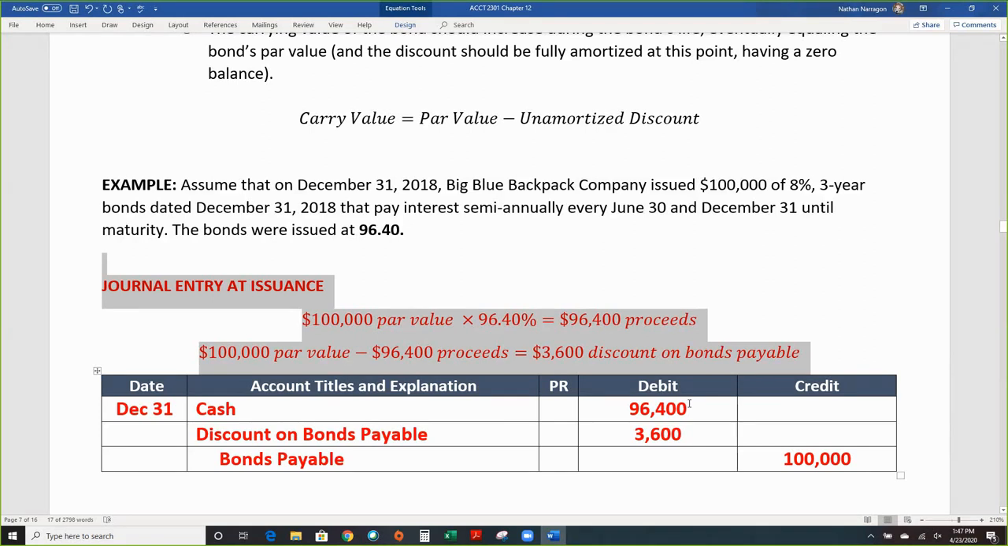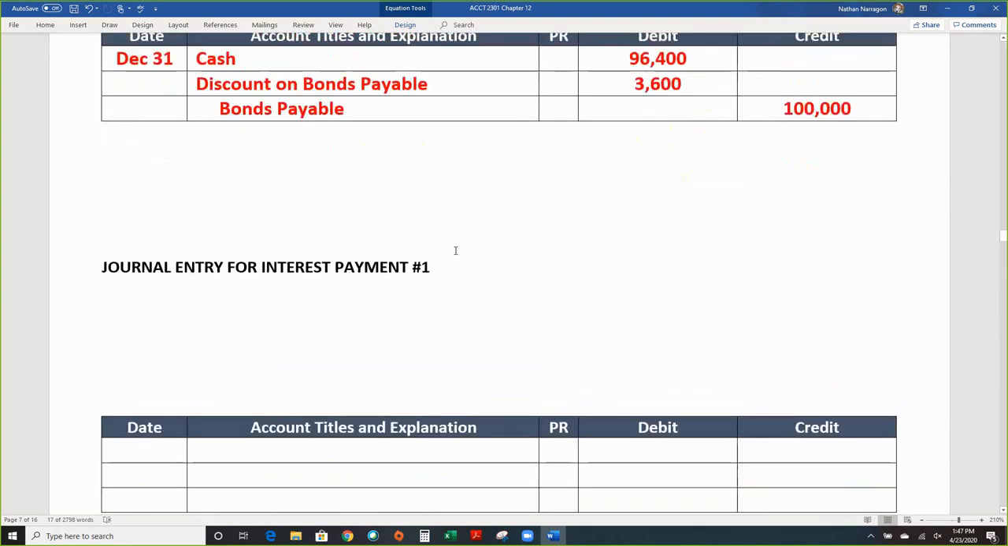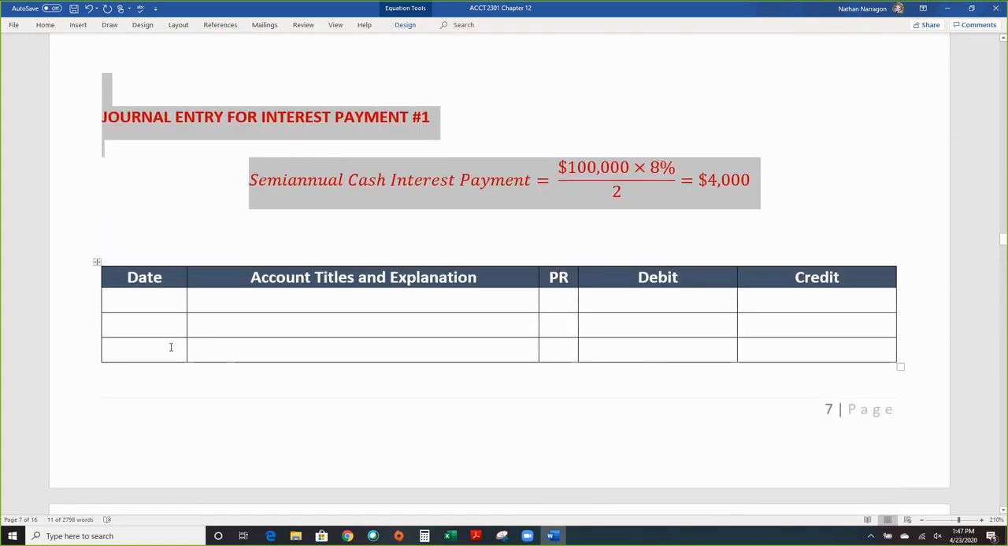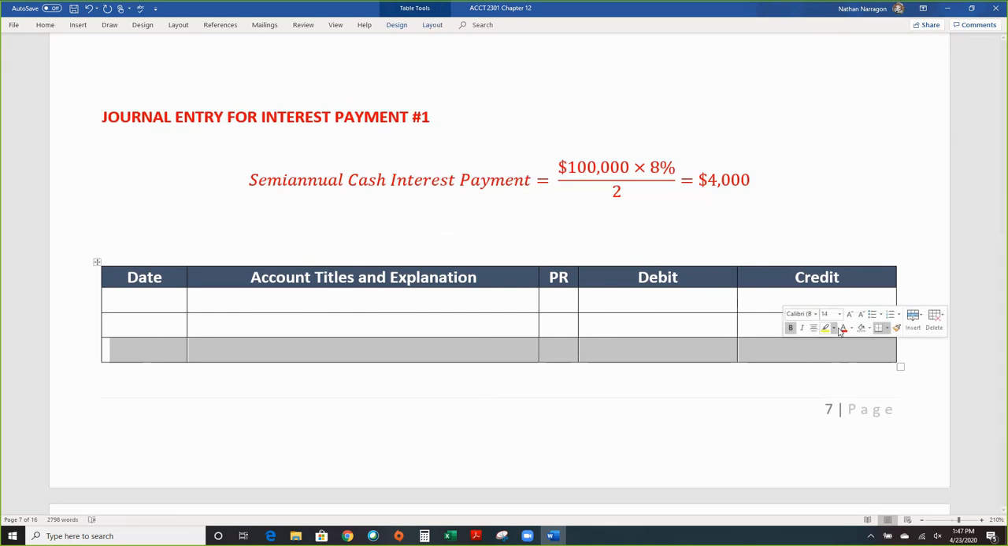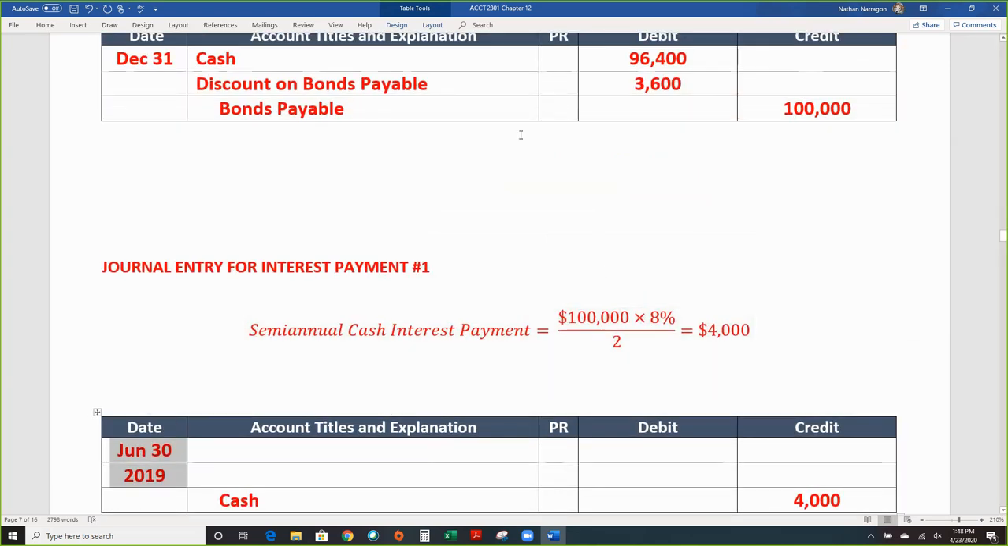So here's some formulas that are going to happen. We're going to have to amortize the discount on bonds payable. But don't forget, we still have to do the cash payment. And cash interest payment again is par value times the stated rate divided by how many payments we do during the year. So again, 2. So we know cash is our credit.